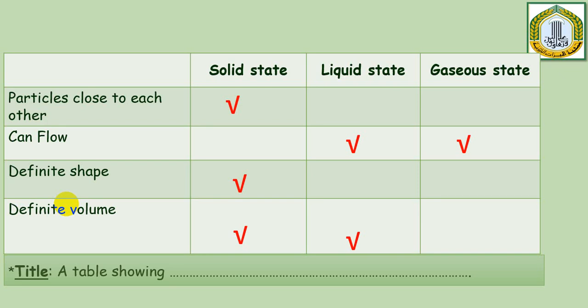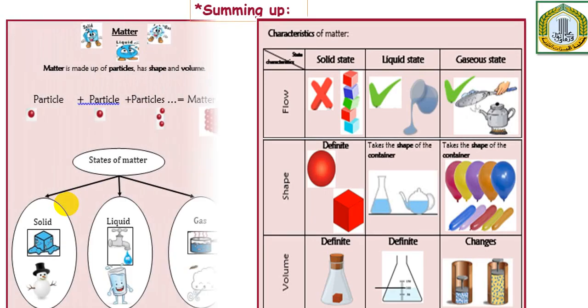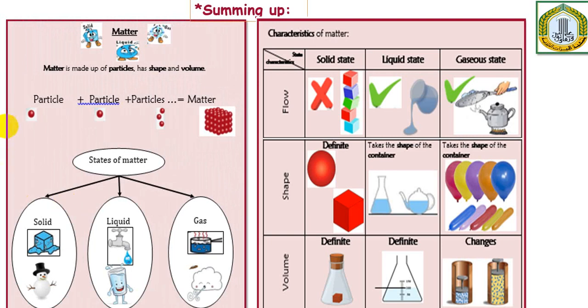Now, can you put for this table a title? Yes, it shows characteristics of the three states of matter. Very good. Now, let us sum up what we have studied about the characteristics of matter. So, the matter is made up of particles, and it has shape and volume.